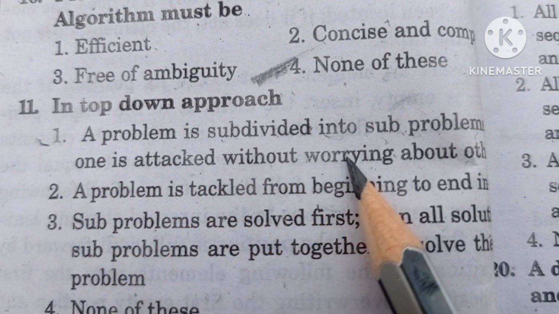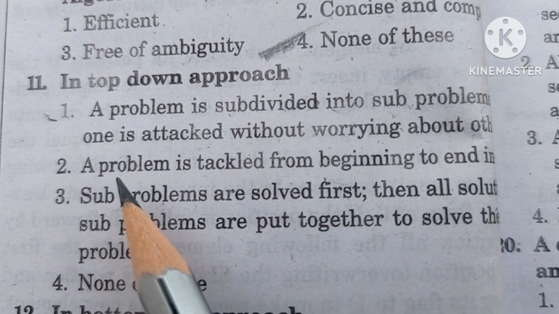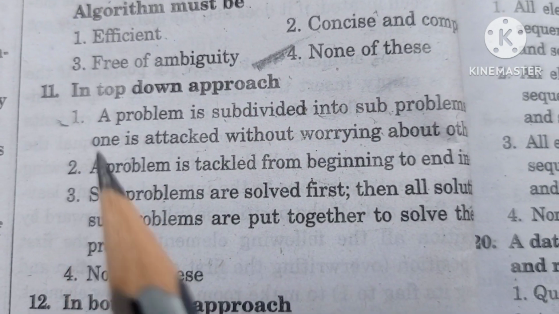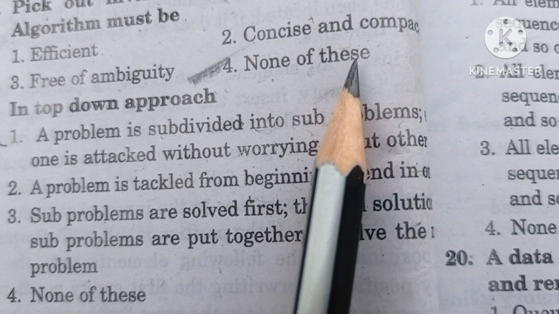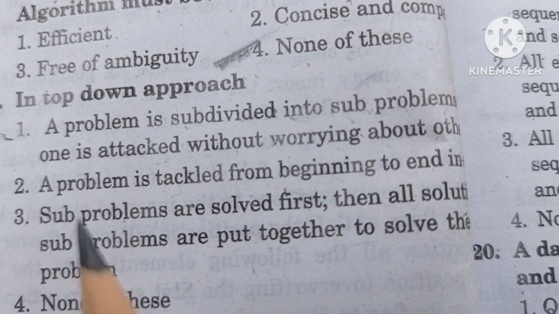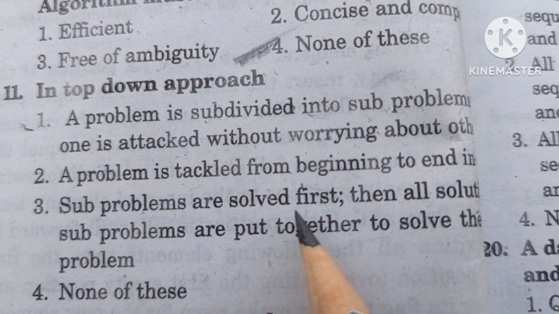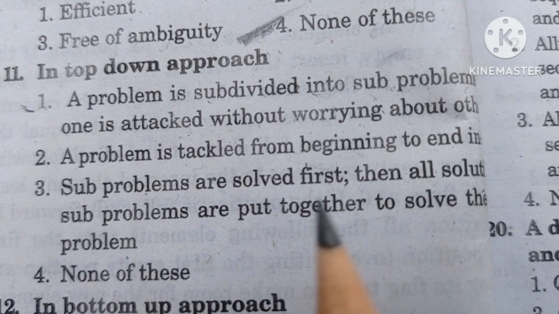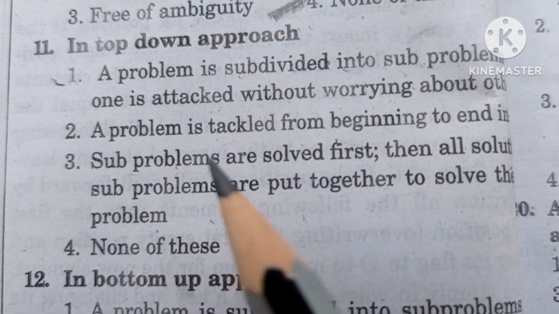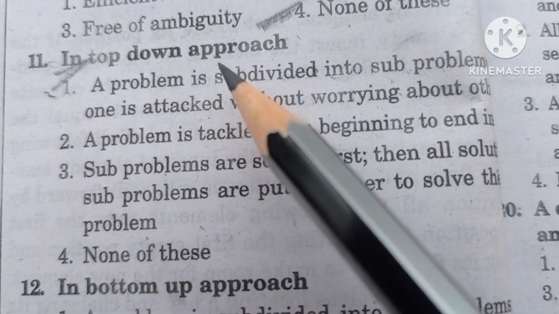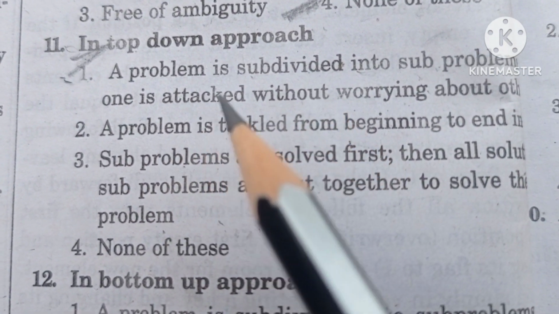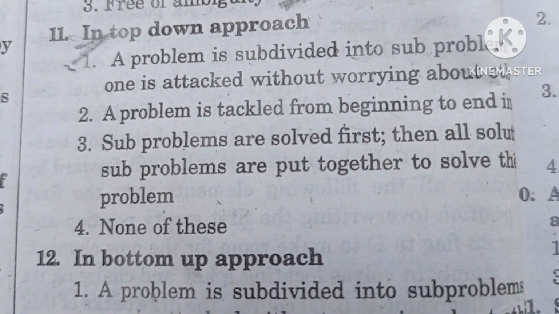In the top-down approach, a problem is subdivided into subproblems? Options: one is attacked without worrying about the other; a problem is tackled from beginning to end; subproblems are solved first, then all solutions are put together to solve the problem; none of these. Answer is: a problem is divided into subproblems, one is attacked without worrying about the other.